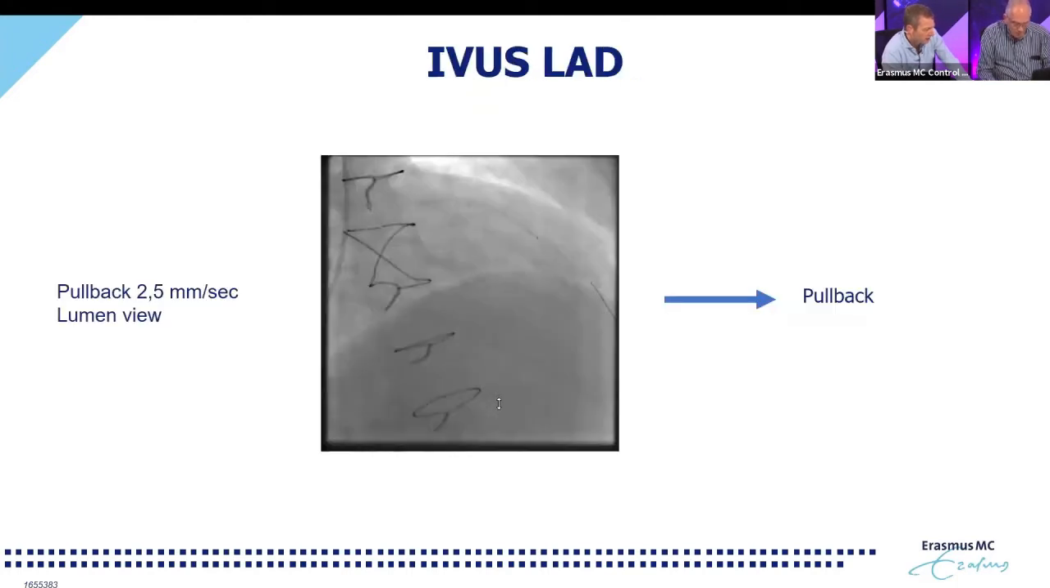So we proceeded with the IVUS. So again, obviously, this is the risk of entrapping a lot of soft lipid-rich plaque and thrombus within, in this case, 46 millimeters of metal in length. The risk of distal embolization clearly increases, as was also the case in this patient.